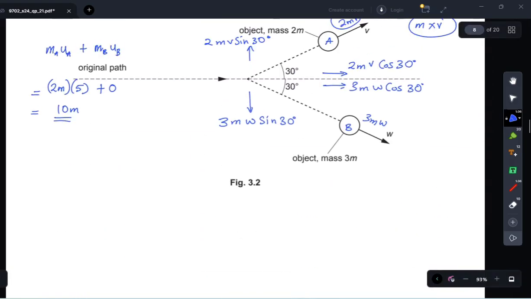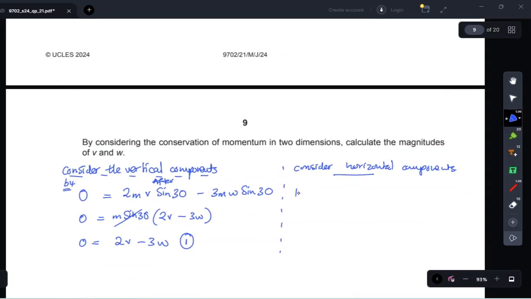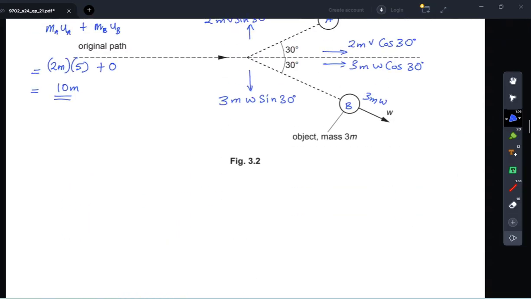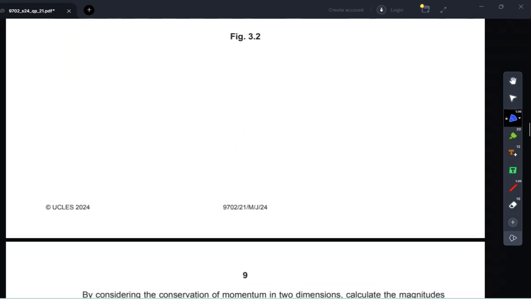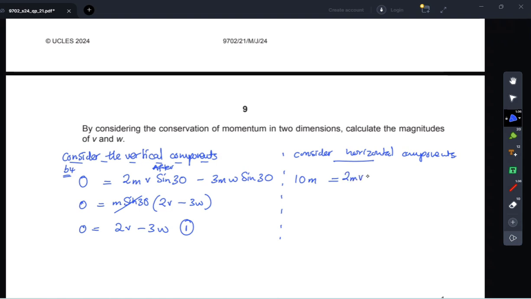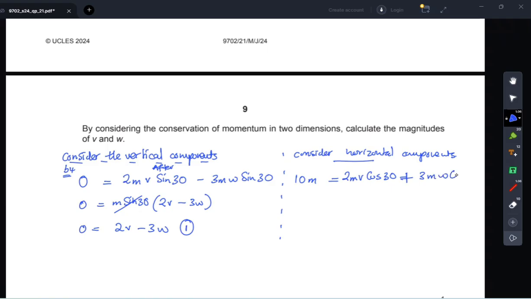Right, the momentum before collision, if you go back there, it was 10m, if you remember very well. So we're having 10m being equal to, now if you look at those two, they're actually in the same direction. So 2mv cos 30 and 3mw cos 30, we are adding them. So that means we are saying 10m equals 2mv cos 30 plus 3mw cos 30.